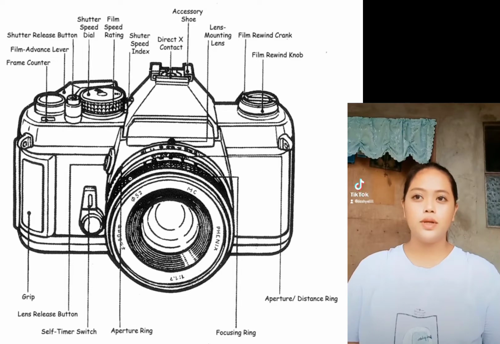The lens release button unlocks the lens mount and allows you to detach the lens. Although you can attach the lens in one step, as a safety measure, you can only detach it by pressing the lens release button. You'll find it on the front of the camera near the lens mount.